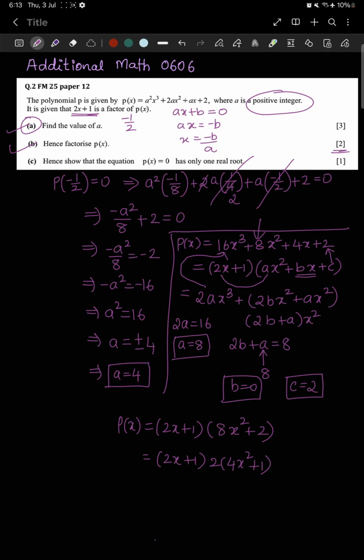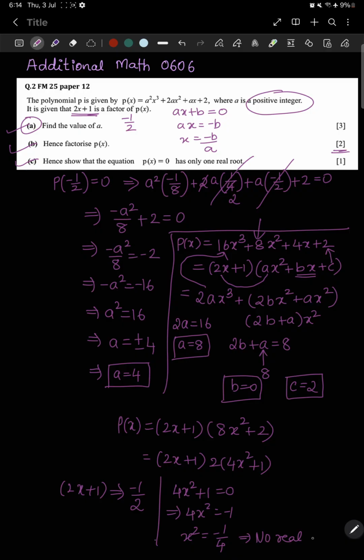Next is to show that this has only one real root. So the one real root that we have is from 2x plus 1, that gives us a root as minus half. So we know that if it has only one real root, the other factor should not have a real root. That is 4x squared plus 1. If I equate this to 0, what do I get? 4x squared is equal to minus 1, which implies x squared is equal to minus 1/4. So what is the value of x? Do we get any real value of x for which the square is minus 1/4? No. So we say that there is no real root. This could be the end of your third part.